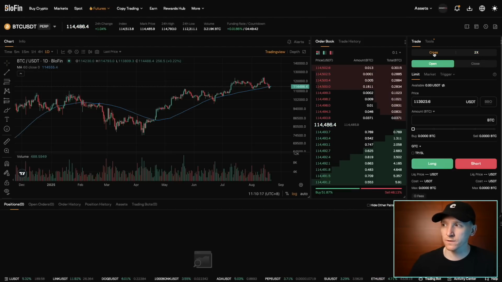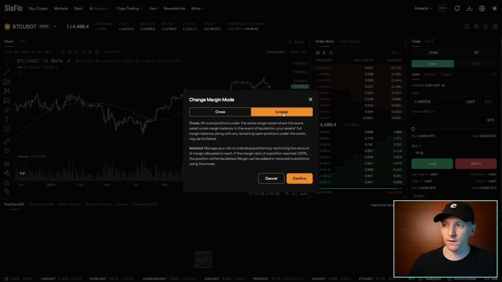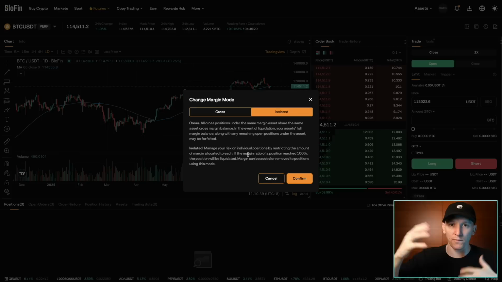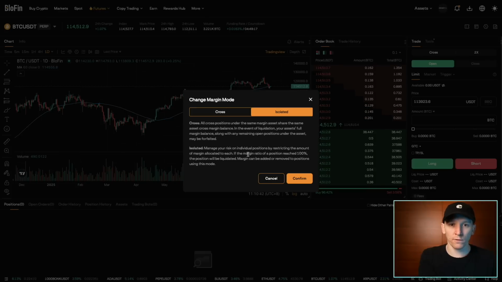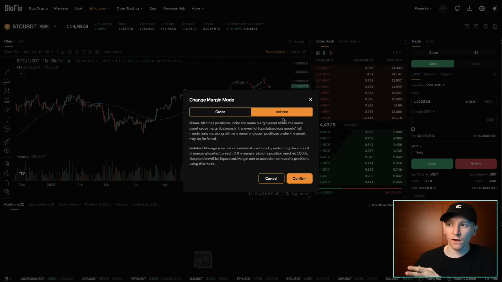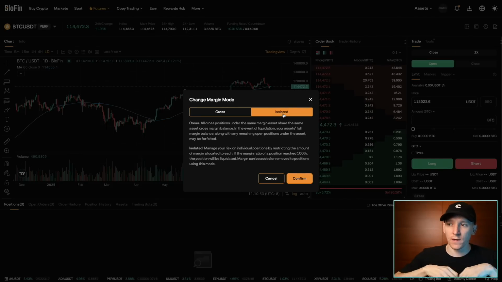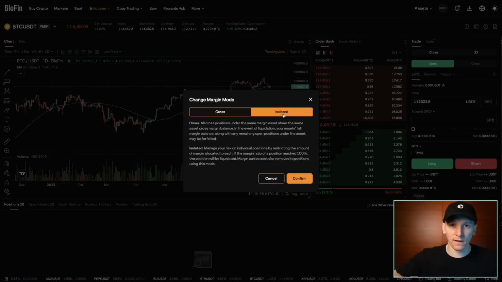So let's first look at cross. We can choose between cross and isolated. Isolated margin is where individual positions are restricted by the amount of margin allocated to each. So let's say you have a Bitcoin position and an ETH position. With isolated margin, you put $500 into your Bitcoin position, $500 into your ETH position, and they move around. Now, let's say the Bitcoin position loses. Well, that $500 is going to get wiped out, but because it's isolated, it doesn't affect our ETH position at all. So that got wiped out, but our ETH position is fine because the margin, the cash that we're putting in, is isolated in each position.